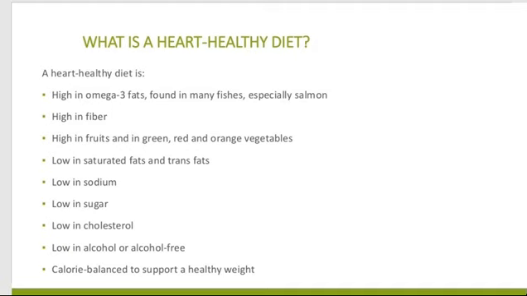What is heart healthy diet? A heart healthy diet is high in omega-3 fats found in fish, especially salmon, high in fiber, high in fruits, and in green, red, and orange vegetables, low in saturated fats and trans fats, low in sodium, low in sugar, low in cholesterol, low in alcohol or alcohol free, calorie balance to support a healthy weight.